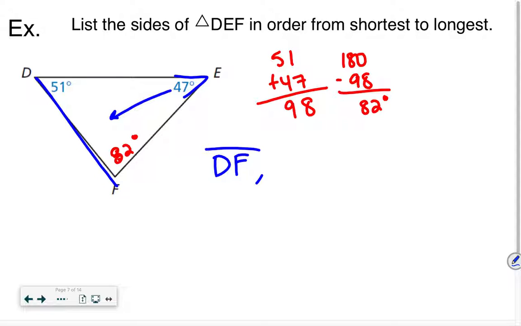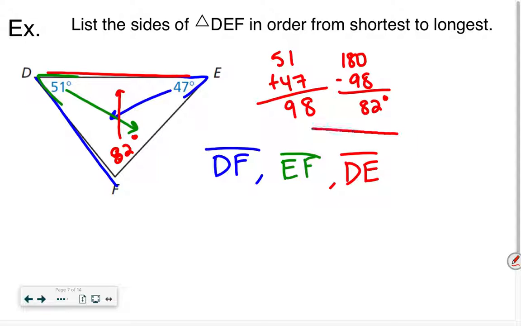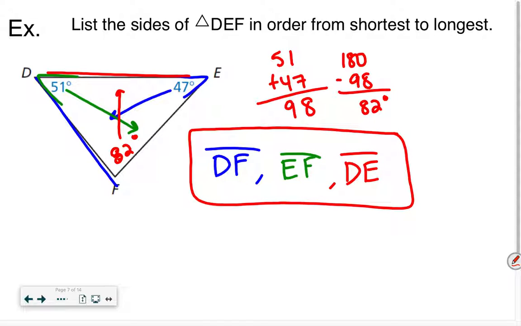Followed by Owen Smith, what angle would be the next biggest angle? Angle or side? Angle first. 51, and what side is across from 51? EF. So EF would come next, which leaves 82 as the biggest angle and DE as the largest side. With segment bars, because we're referring to segments.